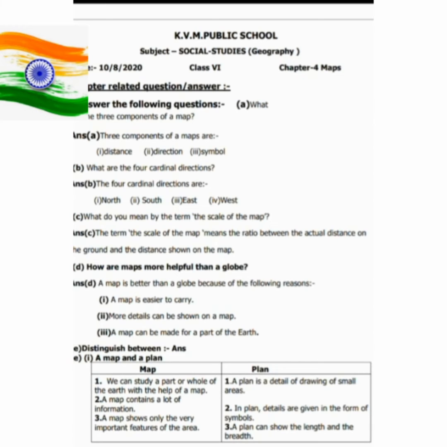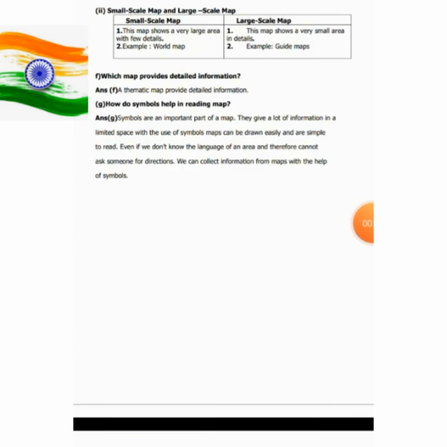A map contains a lot of information, whereas in a plan details are given in the form of symbols. A map shows only the few important features of the area, whereas a plan can show the length and the breadth of the area. Now coming to small scale map and large scale map.